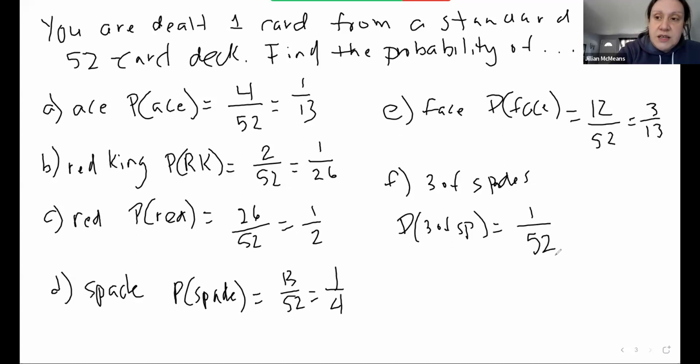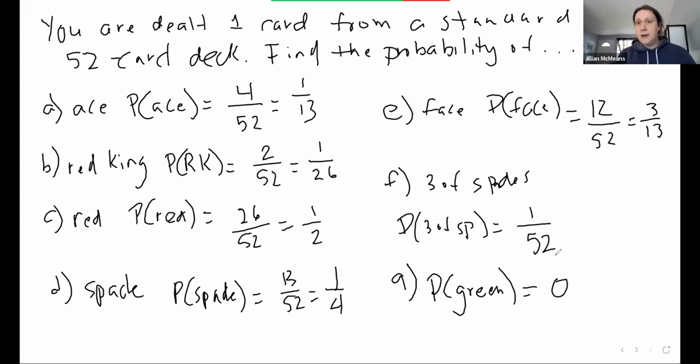Okay, now what if I did one more? What if I did the probability of getting a green card? Well, in a standard 52 card deck, the cards are either black or they are red. There are no cards that are green. So this would be 0. Okay. So remember, 0 means it's never going to happen. A probability of 1 means it's always going to happen. And then the other probabilities are somewhere in between. Okay.